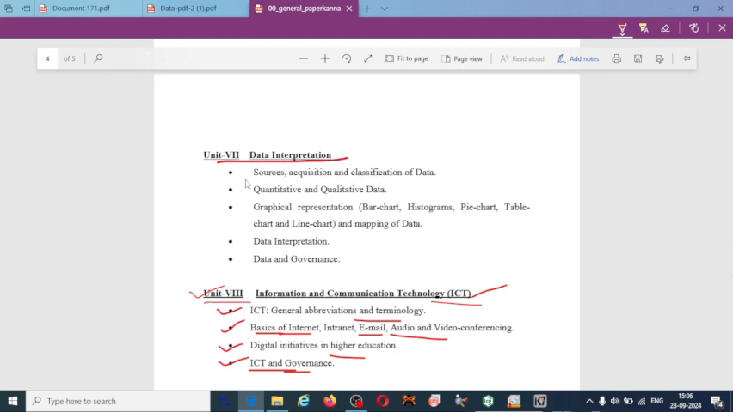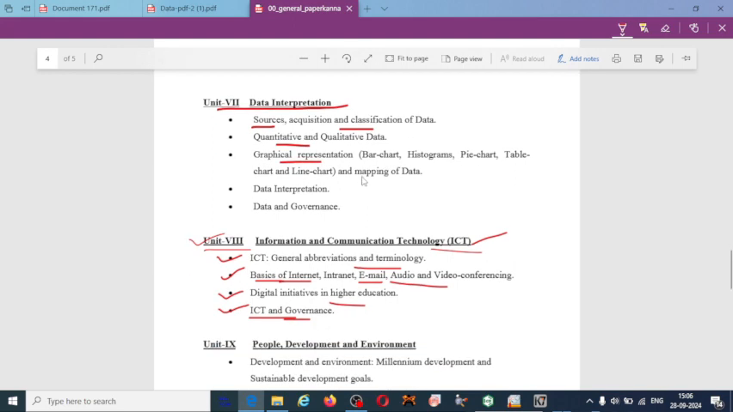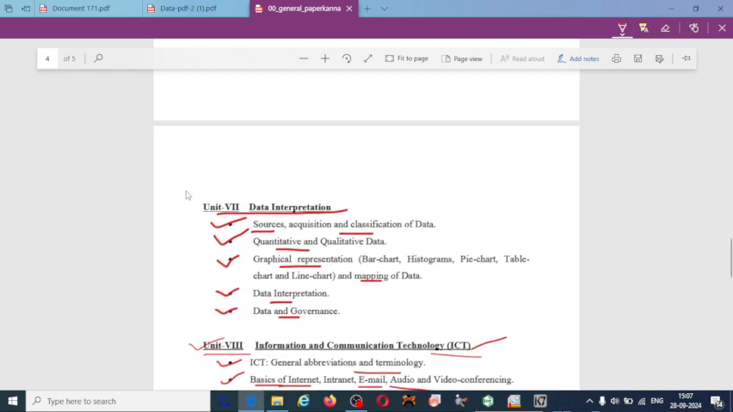So first you should know the core subtopics from this data interpretation. Here you come across sources, acquisition and classification of data, quantitative and qualitative data, graphical representation and mapping of data, data interpretation, and data and governance. So these are the topics you will come across. I am going to explain in brief about them and try to solve some of the problems related to data interpretation.